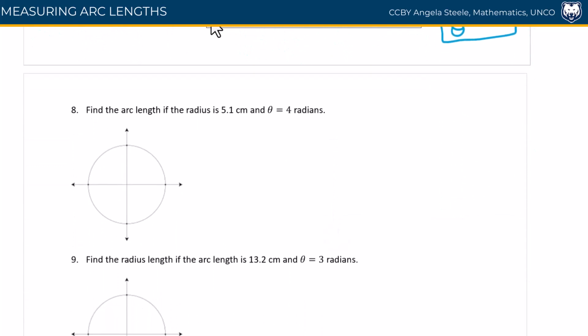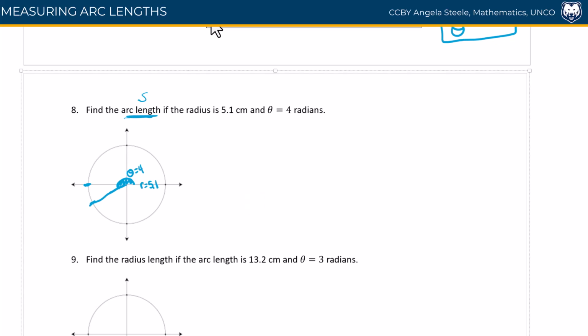So on number 8, we're going to switch it up a little bit. Now we want to find the arc length. So now we're going to find our S value when we know that our radius is 5.1 and our theta is equal to 4 radians. Okay, so I am going to draw a visual and then connect it back to the formula. So if we are at 4 radians, remember halfway around is 3.14, so we're going to go just a little bit past that for our 4 radians. So that means that our theta is equal to 4. We know that our radius is 5.1.